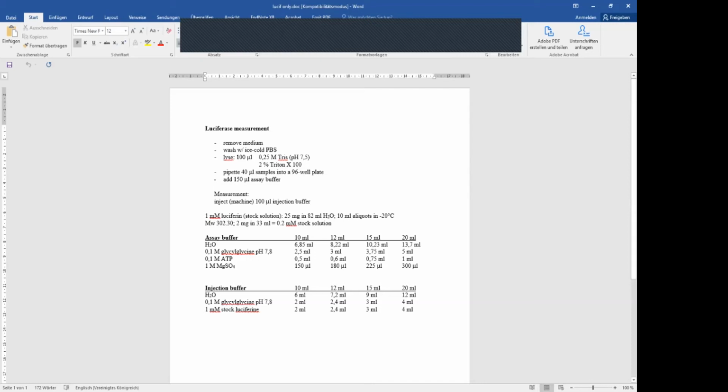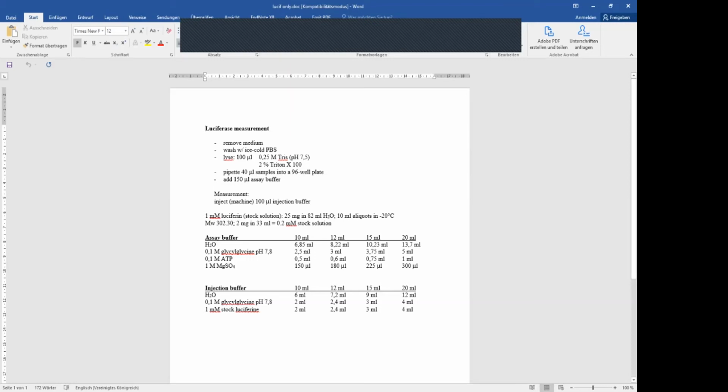What else is written here? So you have to remove the medium, wash cells with PBS, you will see that, and lyse cells with a Triton-containing buffer. This is a fairly high concentration of Triton. And then put these samples into a 96 well special plate where they will be measured.